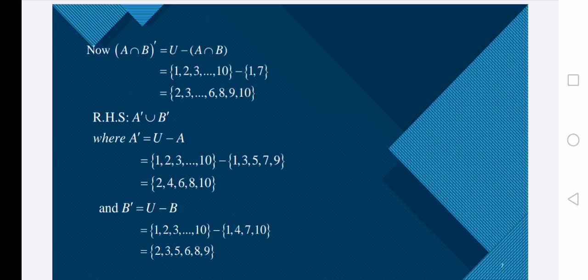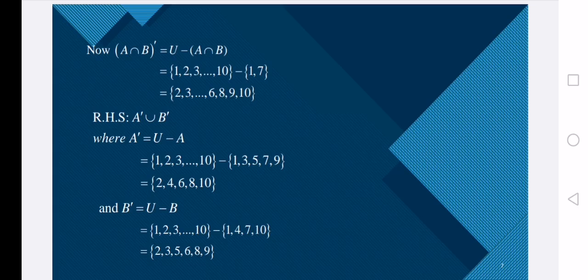Similarly, on the right hand side we have A complement union B complement. So first we are going to find A complement and B complement, only then we would be able to find their union. So A complement is equal to U minus A. U minus A is {1, 2, 3 up to 10} minus {1, 3, 5, 7 and 9}, which is equal to {2, 4, 6, 8 and 10}. Similarly, B complement is equal to U minus B, that is {1, 2, 3 up to 10} minus {1, 4, 7 and 10}, and the B complement is {2, 3, 5, 6, 8 and 9}.